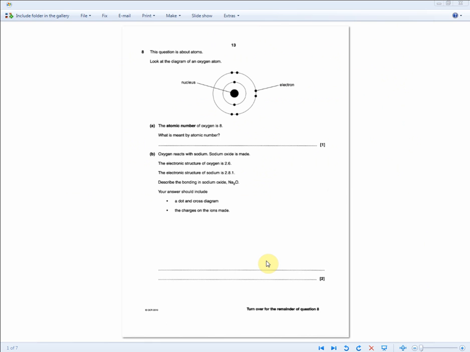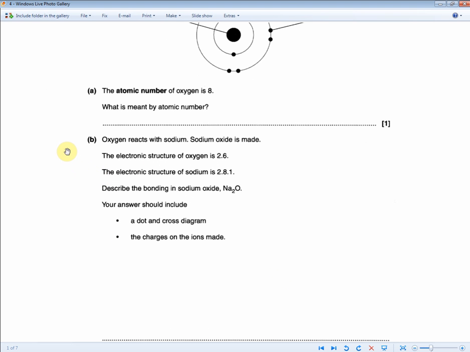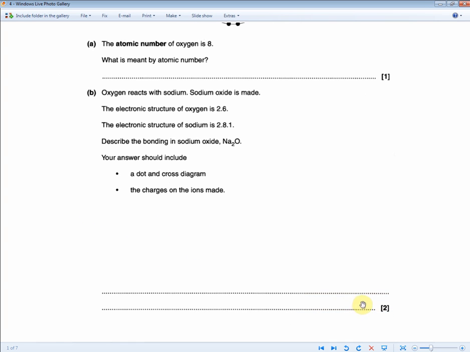The next question is the last question that we have, asking about ionic bonding. So if we zoom in and get it out of the way. Oxygen reacts with sodium, sodium oxide is made. The electronic structure of oxygen is 2,6. The electronic structure of sodium is 2,8,1. Describe the bonding in sodium oxide, Na2O. Your answer should include a dot and cross diagram and the charges on the ions made. And for this, you'll get 2 marks.